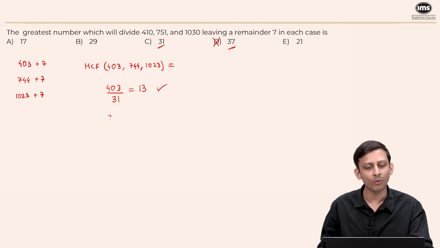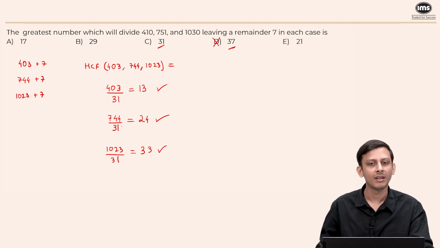If we try for 744, 744 divided by 31: 31 into 2, 62, and then we have 124, 31 into 4 is 124. So this is also divisible. And if you look at 1023 divided by 31, 31 into 3, 93, and again 93, so we have another 3. So 1023 is also divisible by 31. So this was much faster, just to check the options. And now we can say that 31 will be the HCF of these three numbers, out of the different options, that is the greatest number by which all of them are divisible. And therefore the answer will be option C.